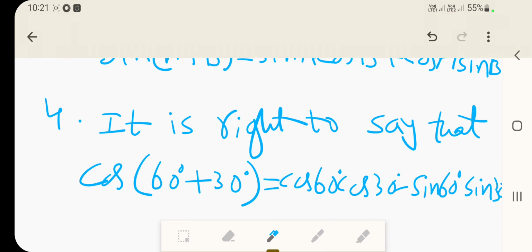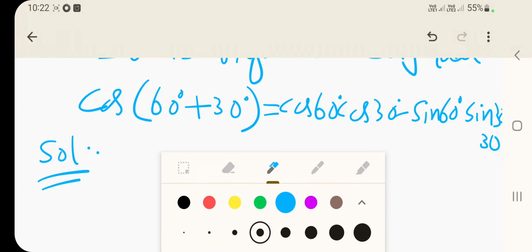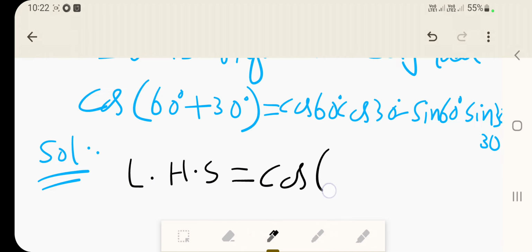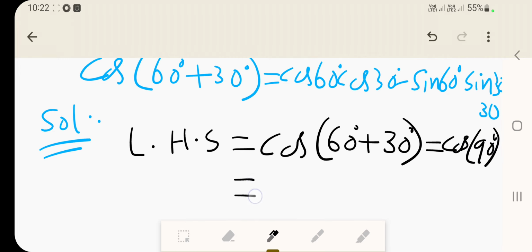Can we conclude like this? Sin 30. This is the question they have asked. Whether we can write like this or not, we have to verify. So we take LHS as cos(60 + 30). Cos(60 + 30) is how much? Cos 90 degrees. What is cos 90?